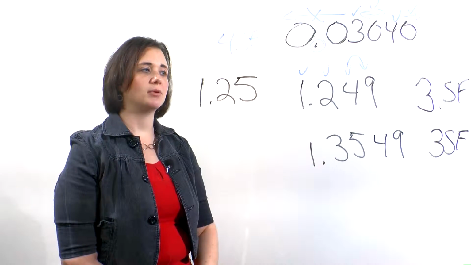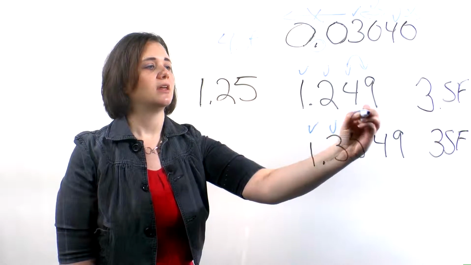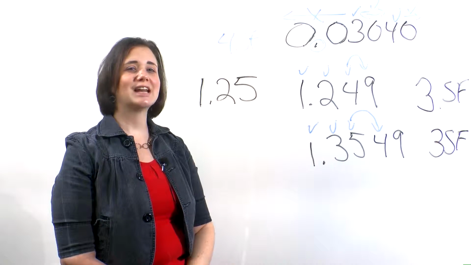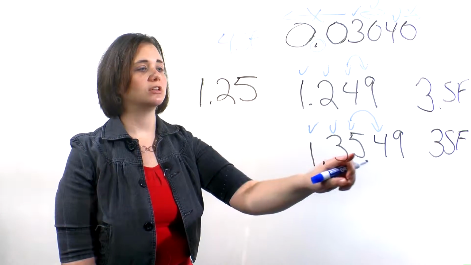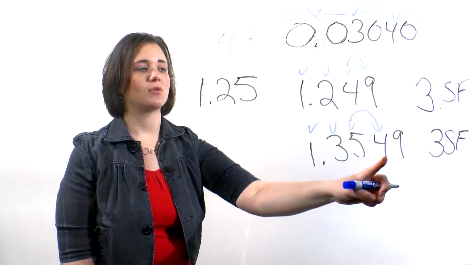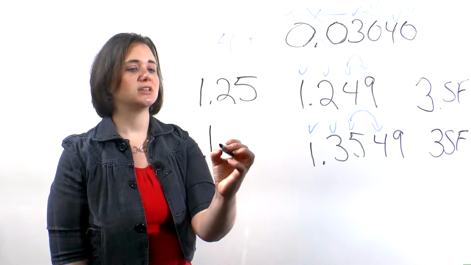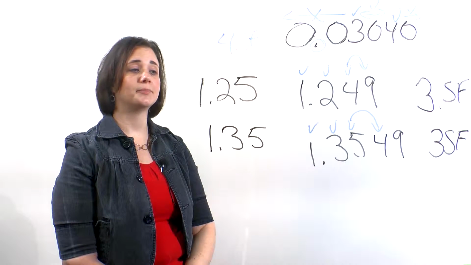What about the next problem? If I'm rounding it to 3 sig figs, 1, 2, 3, the 5 looks at the 4. Well, there's a 9 after the 4, but I can't look at that. You can't round more than once. I can only look at the number directly after the number I'm rounding. That's a 4, which is less than 5. So this one is going to stay 1.35. I'm not going to round up.